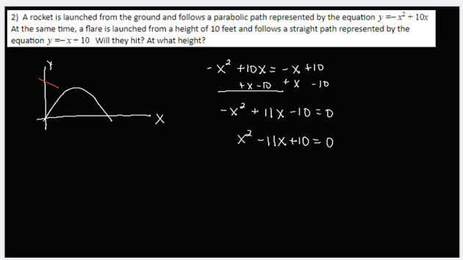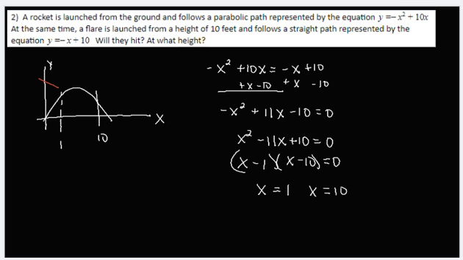If our discriminant is not a negative number, then they do hit. But looking at this, I see, hey, I can factor this. x minus 1 and x minus 10 equals 0. So x equals 1 and x equals 10. It says, will they hit and at what height? Now, I don't really like the way this is worded because according to this, they will hit when x equals 1 and when x equals 10.